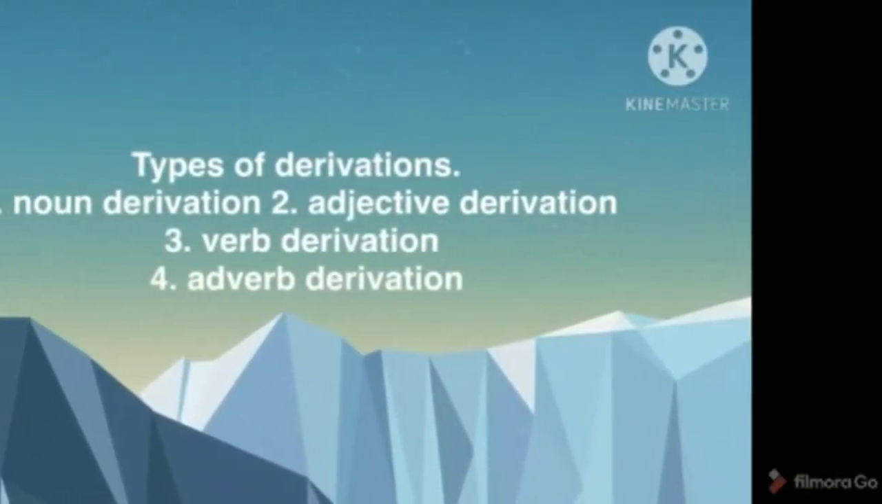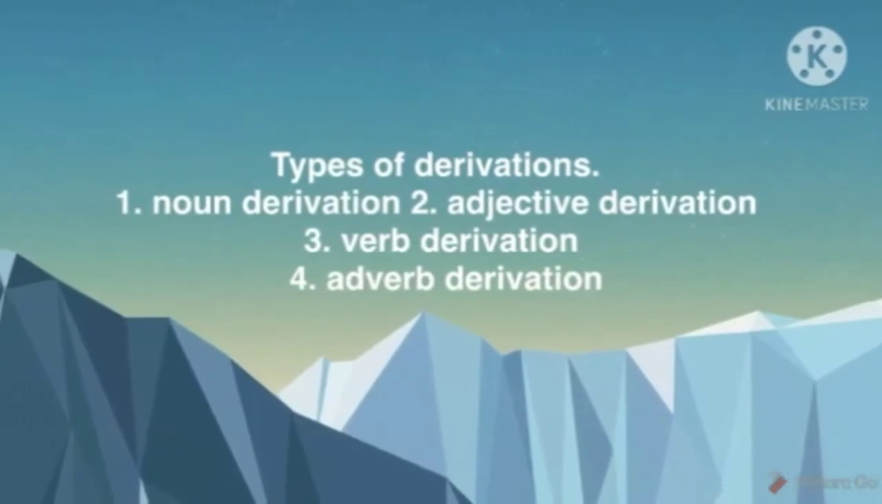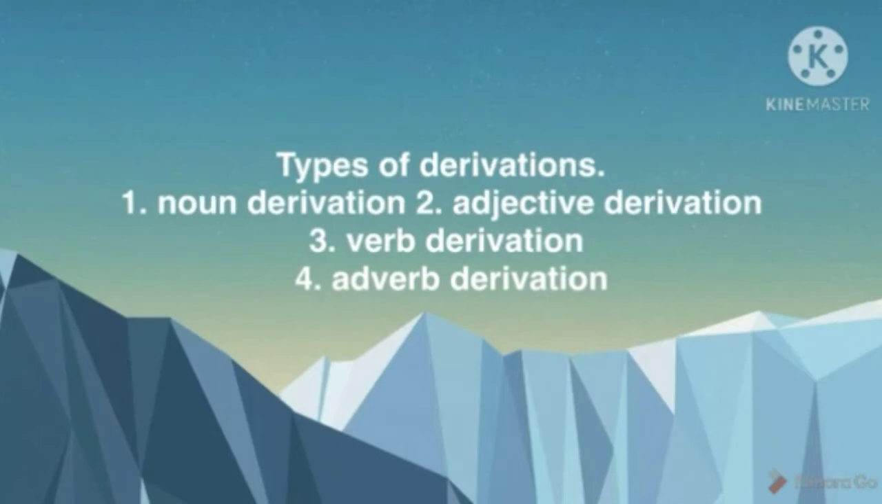Hello, my name is Ayu Tipani. Now I want to explain the types of derivation. There are 4 types of derivation, each of which is based on the part of speech of the resulting word or word formation, and not from the word class or stem. The 4 types of derivation are noun derivation, adjective derivation, verb derivation, and adverb derivation.